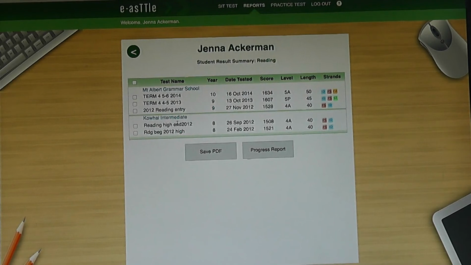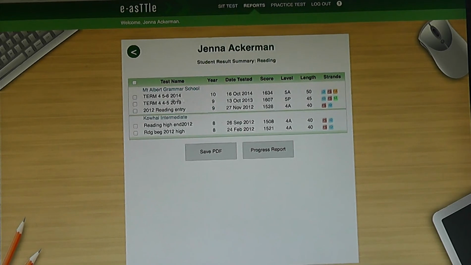So this actually gives us a really good idea of how they've tracked over time. A little bit flat here at Ko-Fi Intermediate, but she's picked up when she's come into secondary school, so that by the end of term 4 of 2014, her year 10 year, she's actually up to 5A, which is well ahead of where she should be.